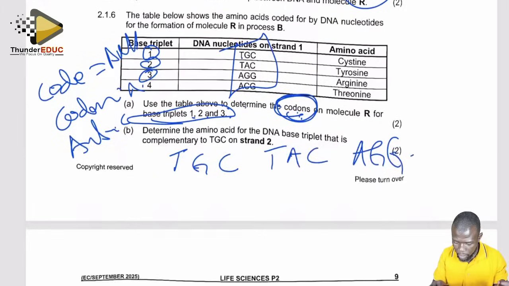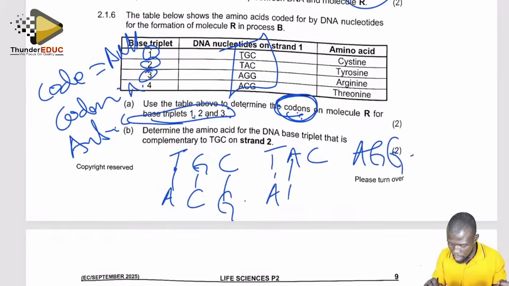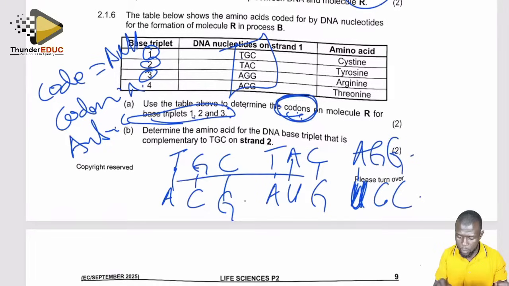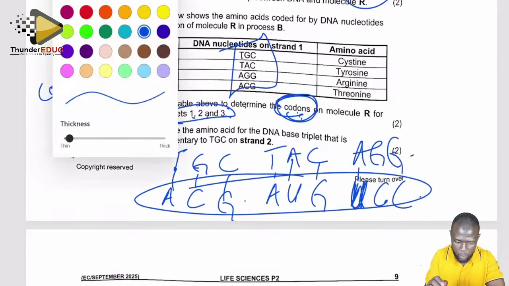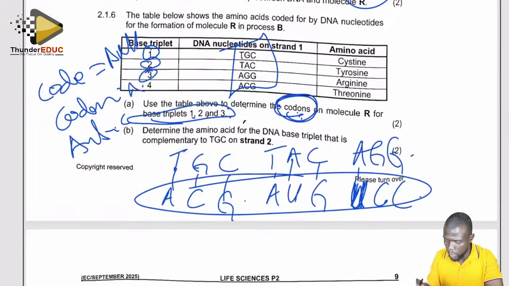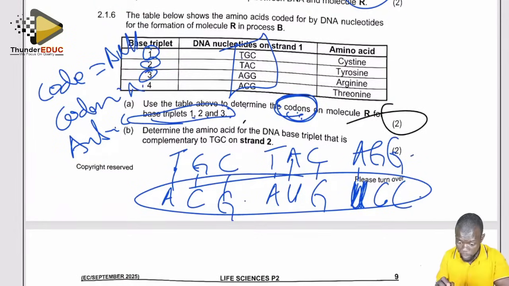So T is going to go with A, then C, then G, then A, it's going to be U, it's going to be G, then U, U, C, C. So basically this is what we are looking for, and that is what you are supposed to write. Yes, so you get your 2 marks there. How do they mark? I don't know, but it's supposed to be like that.